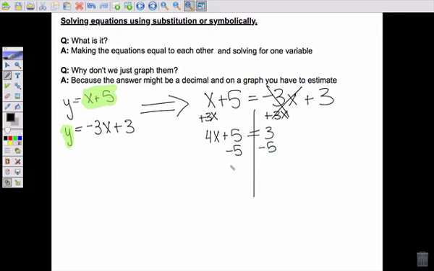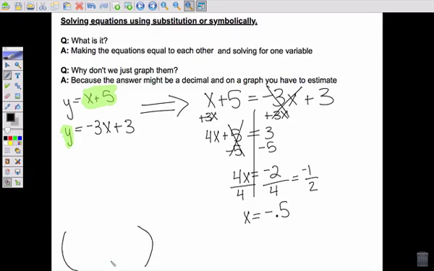This should all be going in your notes. That cancels, and 4x is going to equal negative 2. Then I'm going to divide by 4, and x is going to equal negative 0.5, because negative 2 over 4 is negative 1/2. So we're looking at a system here, so we're going to have a solution. We've just figured out that the x in our solution is going to be negative 0.5, but we have to figure out the y.